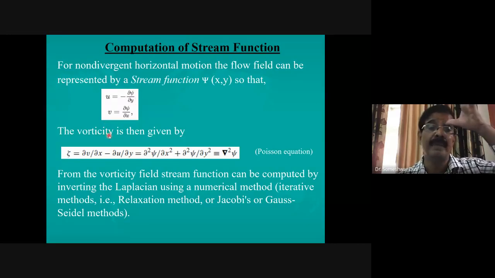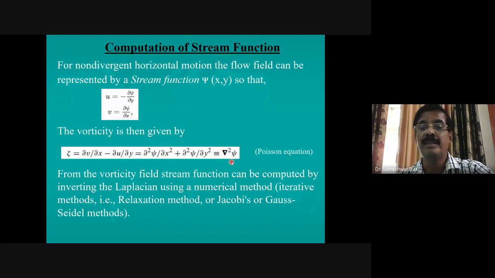So the vorticity is then given by zeta equals del v by del x minus del u by del y, which is equal to del square psi, after differentiating this with respect to y, and this with respect to x. So vorticity in terms of the stream function is del square psi equals zeta. This is called the Poisson equation. If del square psi was equal to 0, then it would be the Laplace equation. But since del square psi is not 0, it is equal to zeta, the vorticity, this is the Poisson equation.